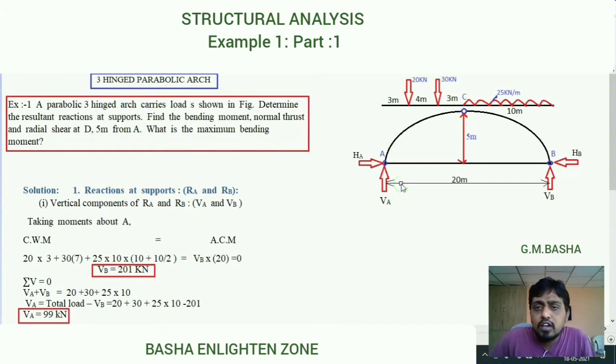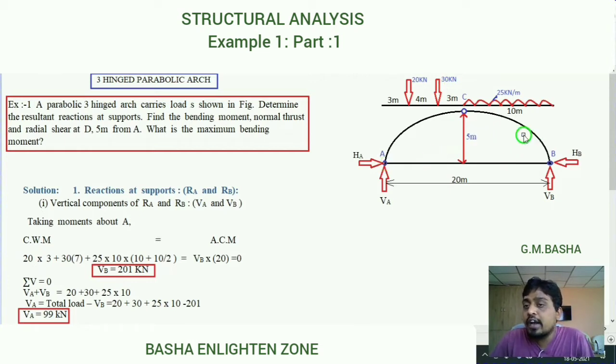See here, after the given data, we have to determine the resultant reactions at the support. Based on this given data, we have to find the resultant reactions at the support. There is a 20 kilonewton load exactly at 3 meters from the left support. Similarly, a 30 kilonewton load is given at a distance of 7 meters from the left support.